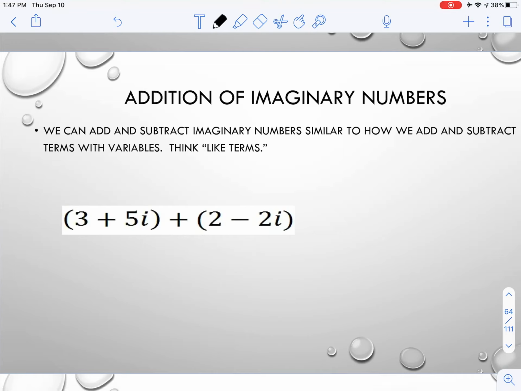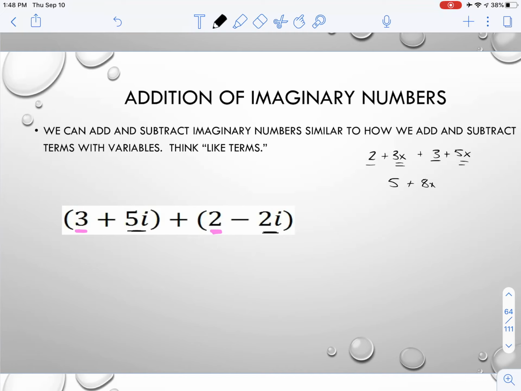Okay, so let's look at a couple other things. Properties with imaginary numbers. So first things first, I can add and subtract imaginary numbers just like I do real numbers or algebraic terms. So the analogy that I always give, or the helpful hint, is to think like terms. Okay? So what I can do is I can add my real components together, and I can add my imaginary components together, just like if I had an algebraic expression, say I had 2 plus 3x plus 3 plus 5x, right? I would add the 2 and 3 and get 5, and I would add the 3x and the 5x because they were like terms, and I would get an 8x.